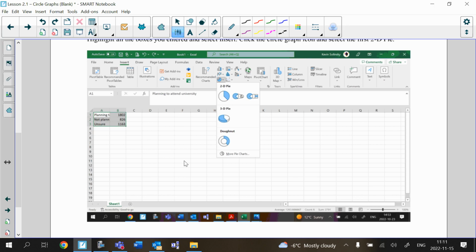So you can see that it has calculated the percentages for us. Although we can't see the percentages in the graph yet. We've got to put them in. And we've also got to title the graph. Okay, but we'll do that.